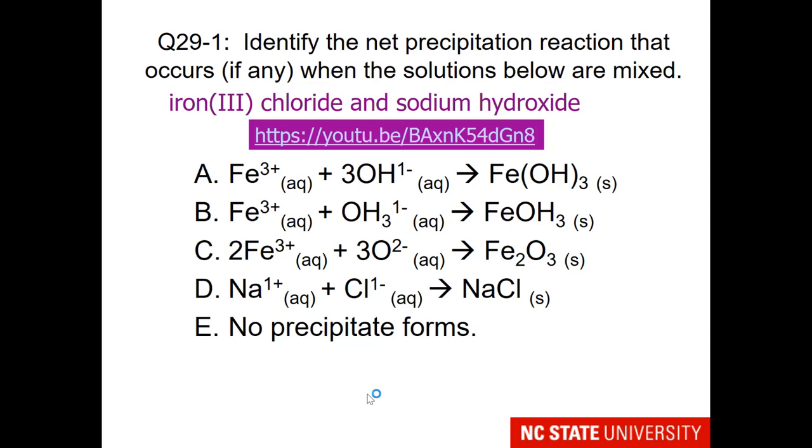Identify the net precipitation reaction that occurs, if any, when the solutions below are mixed. I've given you the names of the compounds in the two solutions, and it's up to you to translate the names to the ions and then determine what precipitates in a balanced reaction. You might want to have the precipitation rules in front of you while you do this exercise. And now a short video that will at least answer for you if E is correct.